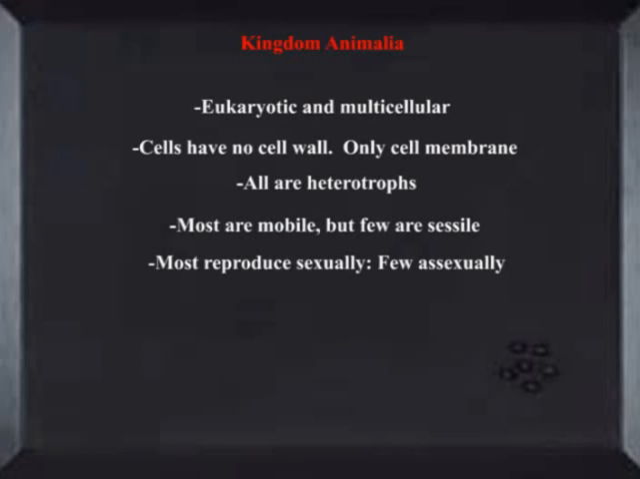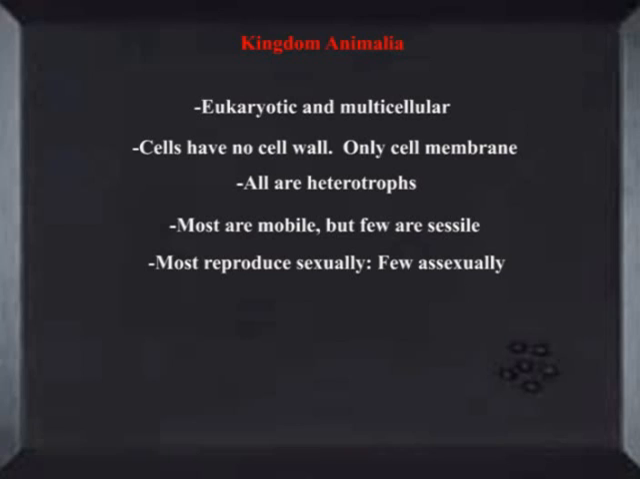Next is Kingdom Animalia, and the members of the Kingdom Animalia have the following general features. They are eukaryotic and multicellular. Their cells have no cell walls, only the plasma membrane. All of them are heterotrophic. They feed on ready manufactured food. Most reproduce sexually, while a few reproduce asexually. Most show locomotion, but few are still sessile.